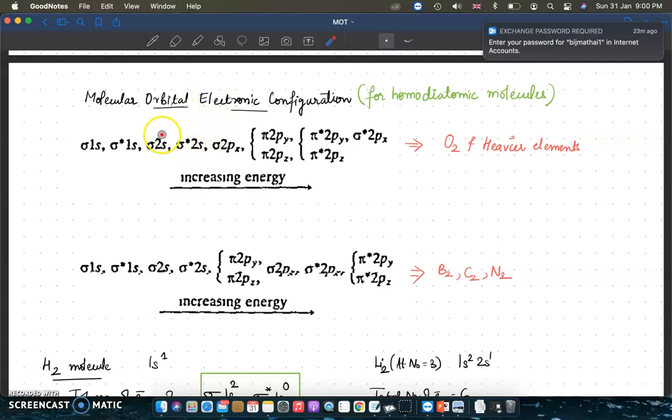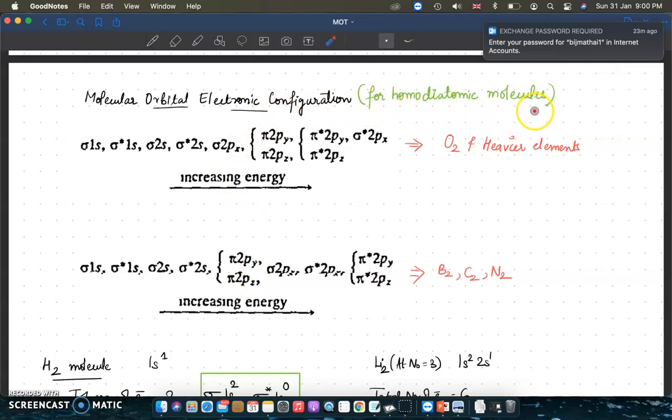So every time two atomic orbitals combine, it will always lead to the formation of a bonding molecular orbital and a corresponding anti-bonding molecular orbital, and anti-bonding molecular orbitals are usually represented by a star. If you ask how the order of energy is decided, it is based on the spectroscopic data for the energy levels of various molecular orbitals, and these electronic configurations are helpful only for homodiatomic molecules.